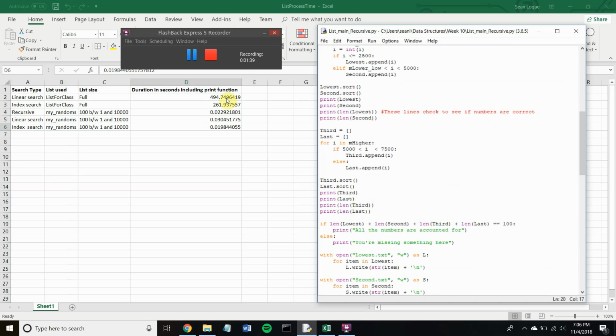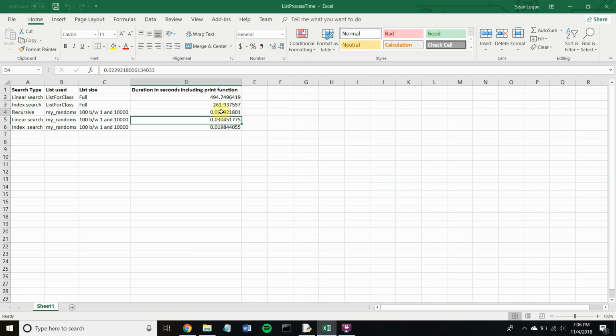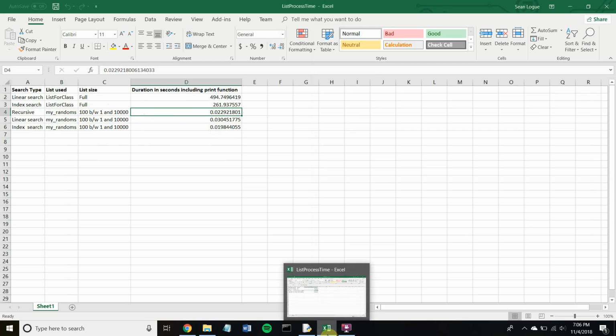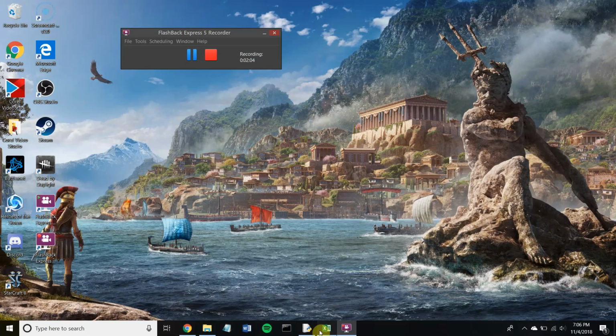And when I checked out my times, as you can see over here, the recursive search for this list that I'm using was in the middle, just like you predicted. Now, I only had a 100 element list, so the search times are really low. I didn't try it with higher numbers. But I found that really, really interesting. So it seems like it worked.